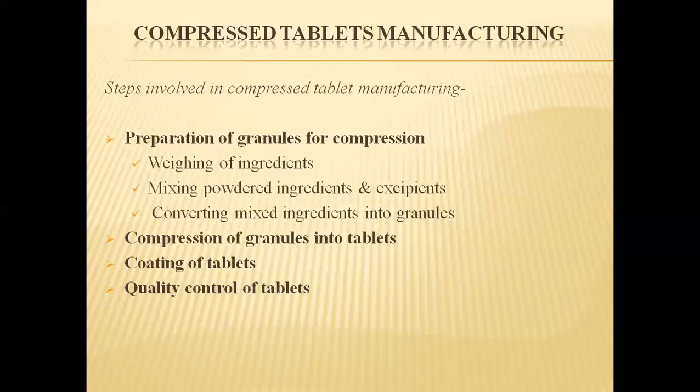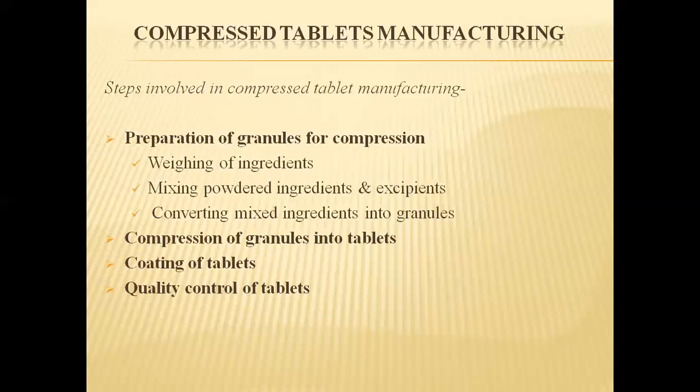The second step, mixing powder ingredients and excipients. It is generally done for maintaining homogeneity. Now in tablet preparation, the mass of powder must be a homogeneous mass. So the mixing of ingredients here is generally done in an ascending order of their weight. The third step is converting mixed ingredients into granules.